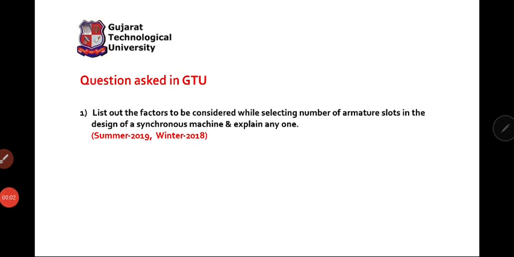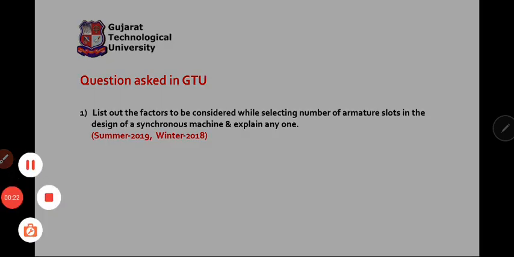This is the question asked in GTU. The question is: list out the factors to be considered while selecting the number of armature slots in the design of a synchronous machine, and explain any one, which was asked in summer 2019 and winter 2018.